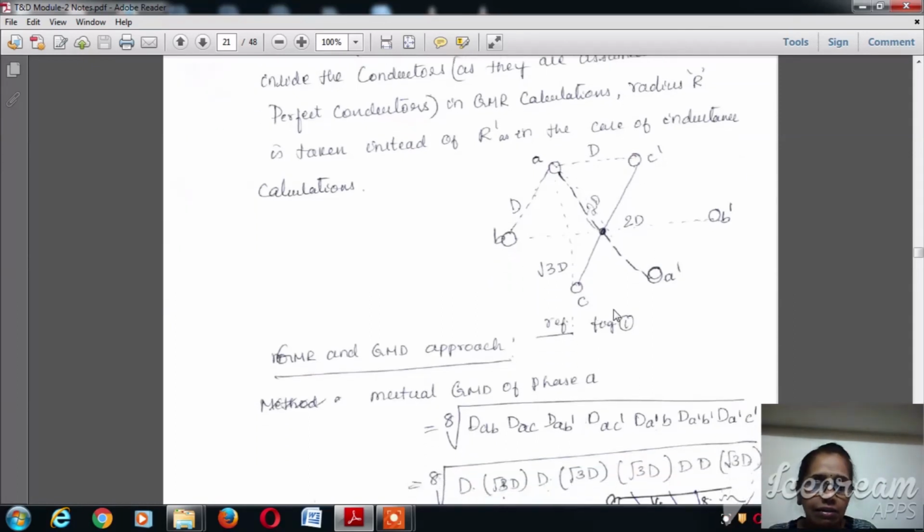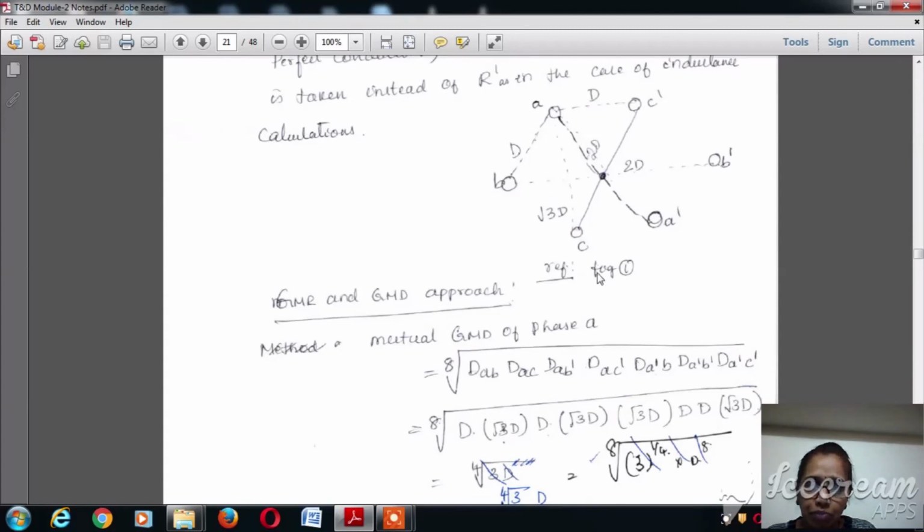Now the GMD and GMR approach says that the mutual GMD of phase A is equal to the 8th root of DAB, DAC, DAB dash, DAC dash, DA dash B, DA dash C, DA dash B dash, and DA dash C dash.